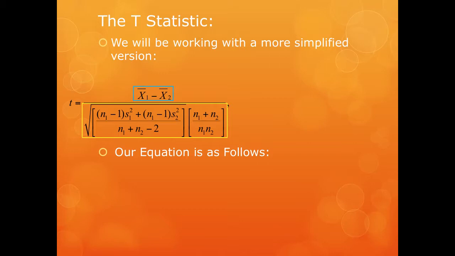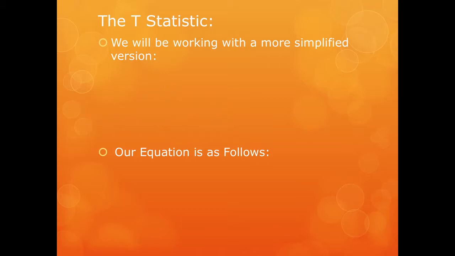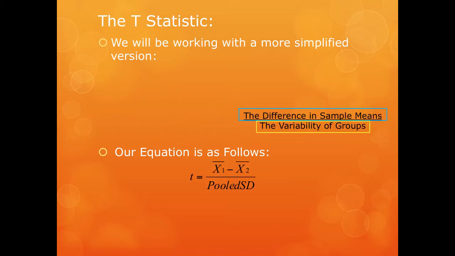So instead of this, you are going to use this one, which is way, way easier, okay? So it's going to be x bar 1 minus x bar 2 over pooled standard deviation. So pooled standard deviation is a number that I will always give you, and it will say so. It's going to say pooled standard deviation is blah, blah, okay?